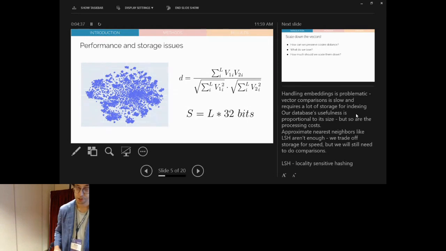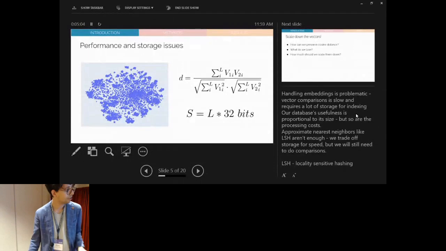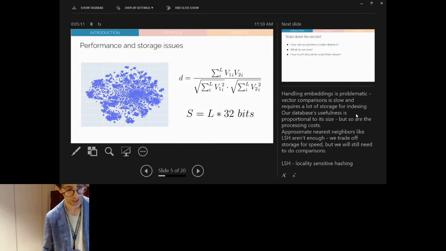And of course, there are a lot of methods of mitigating the problems, like, for example, the approximate nearest neighbors algorithms, but they aren't enough because they allow us to avoid doing comparisons. But at the end of the day, we still have to compare the vectors. And what you can see on the left is a t-SNE projection of embeddings of some PubMed publications. I love the clusters that they are making.